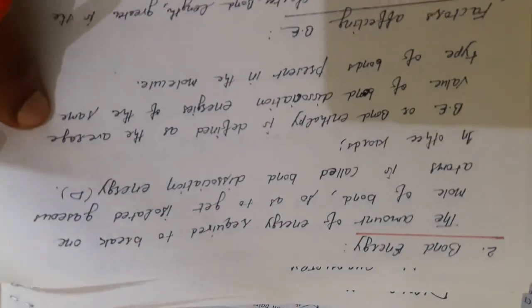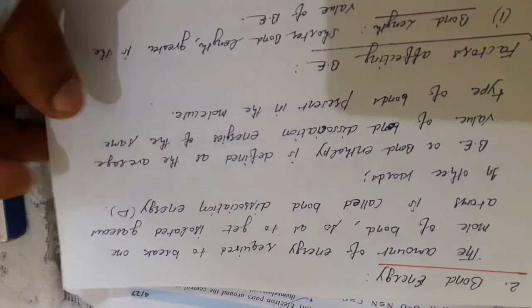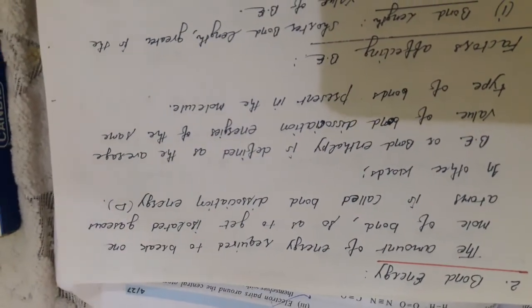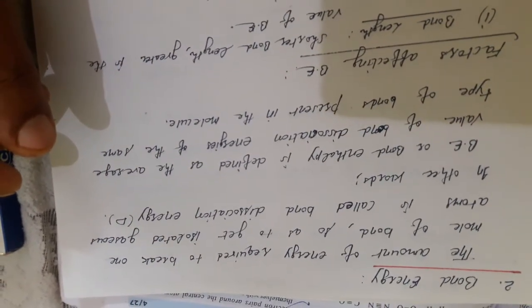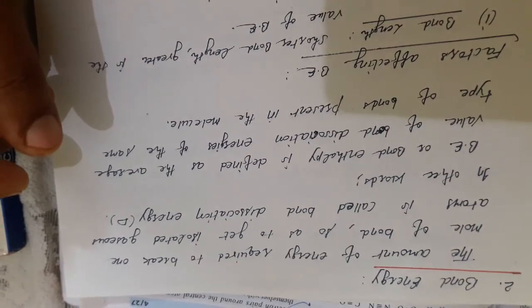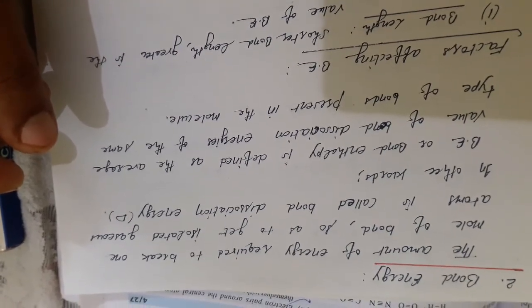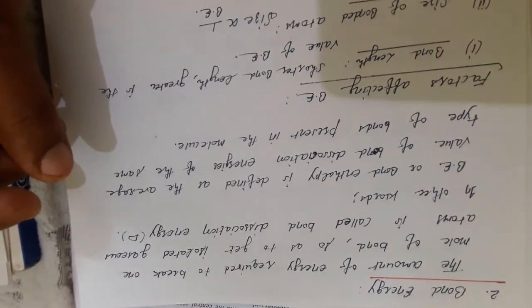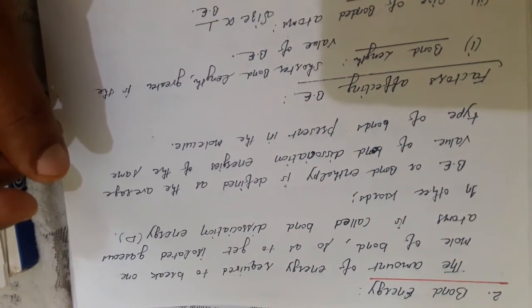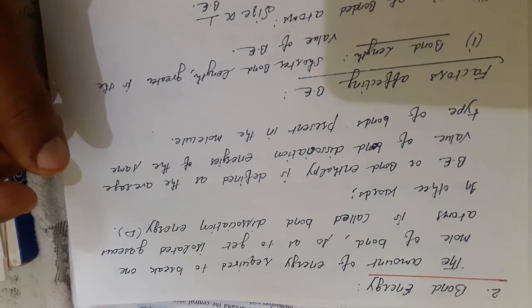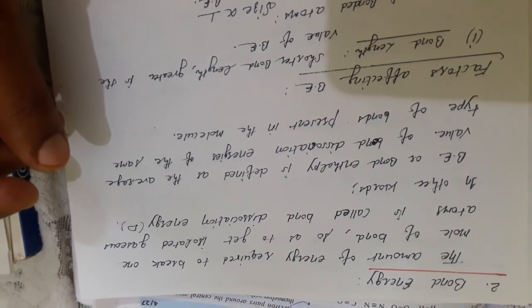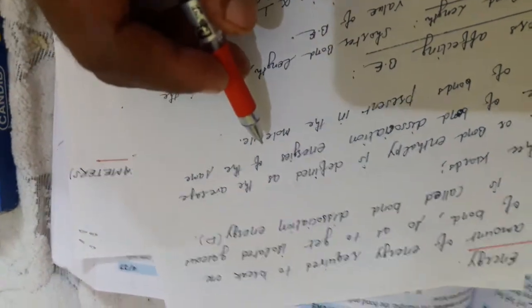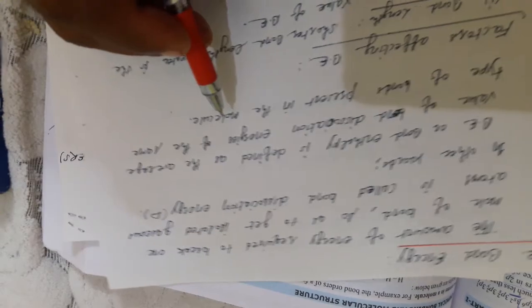The second one is the bond energy or bond enthalpy. What do you mean by bond enthalpy or bond energy? The amount of energy required to break one mole of bonds so as to get isolated gaseous atoms is called its bond dissociation energy. In other words, bond energy or bond enthalpy is defined as the average value of the bond dissociation energies of the same type of bonds present in the molecule. In actual, the second definition is taking the average value of the bond dissociation energy.